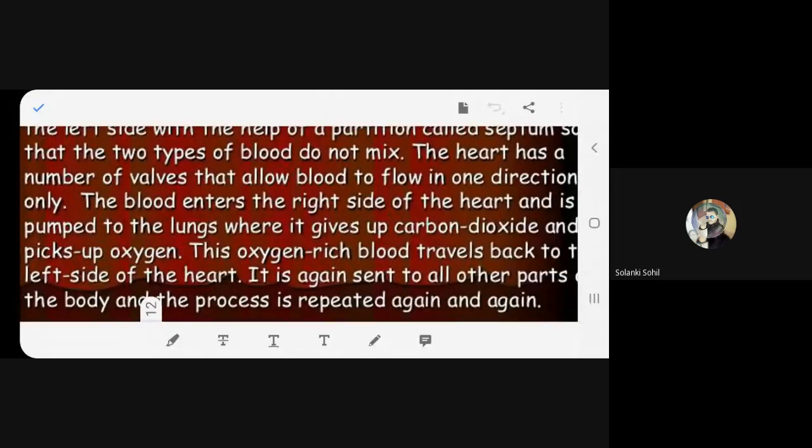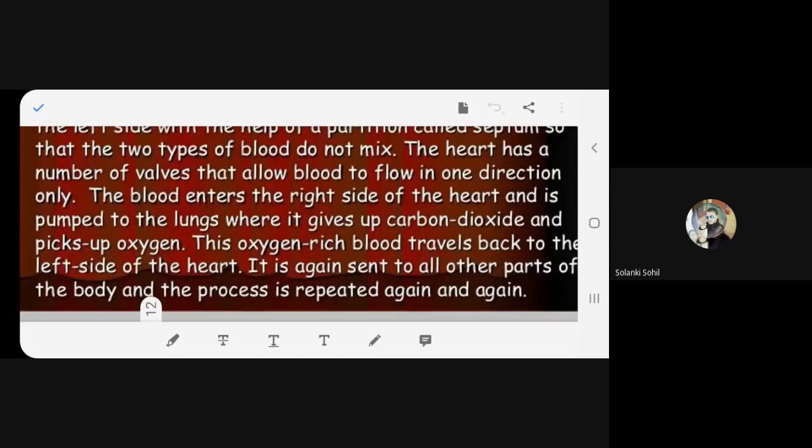That means it has to be thrown out of the body, isn't it? Then only it is going to the lungs. So from the lungs it is removed through the nose. So carbon dioxide is let out from the body. So it is carbon dioxide rich. Very good. And when it is throwing the carbon dioxide out, at the same time it is taking oxygen in. Yes or no? Yes, ma'am, it is giving out carbon dioxide and picking up oxygen.